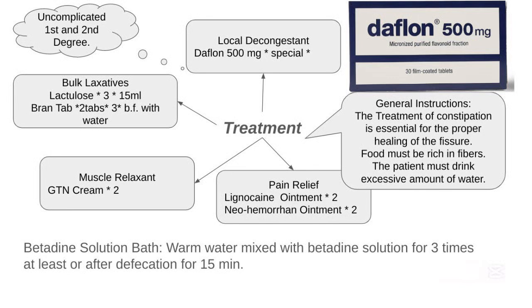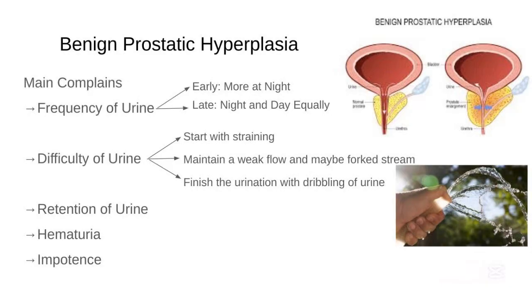For the medical treatment of uncomplicated, especially first or second degree hemorrhoids, medication can alleviate the symptoms. We use local venous decongestants like Daflon 500 mg. Daflon is a flavonoid that improves venous tone and reduces capillary permeability. It is particularly effective for internal hemorrhoids and should be taken as prescribed for 7 to 10 days.